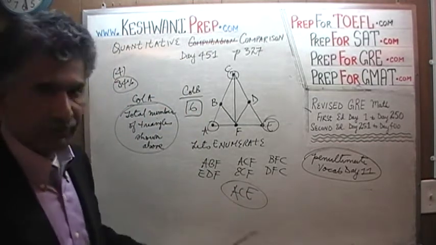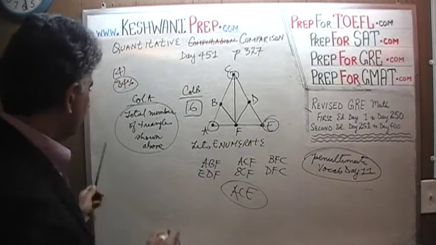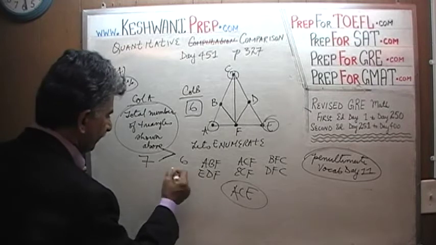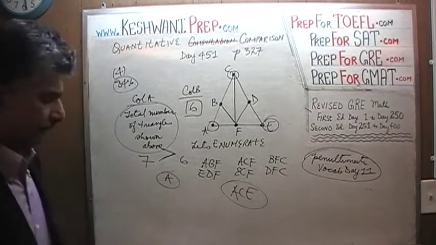So altogether there are 7 triangles. 3 pairs and one more. There are 7 triangles versus 6. 7 of course is more than 6. Answer is A.